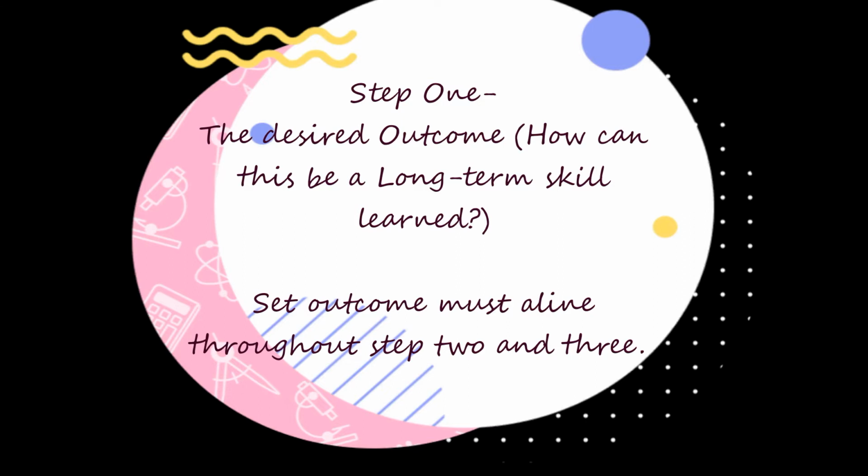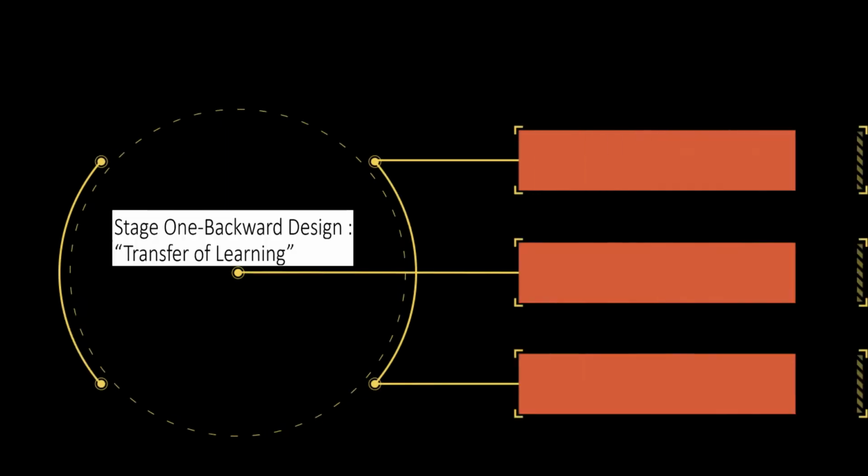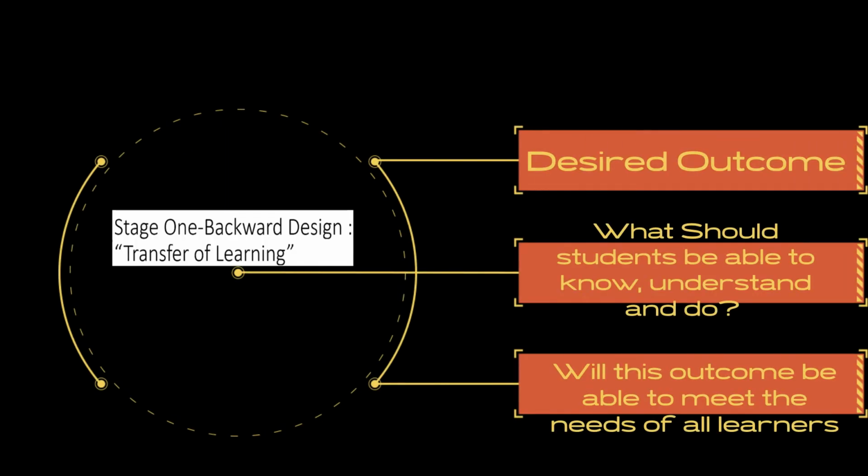Step one is the desired outcome. How can this be a long-term skill that students learn that is also meaningful learning within their capabilities of cognitive understanding and skills used to learn the outcome that you want to achieve? And also, this outcome must be used throughout steps 2 and 3. Step 1 is also known as the transfer of learning stage.